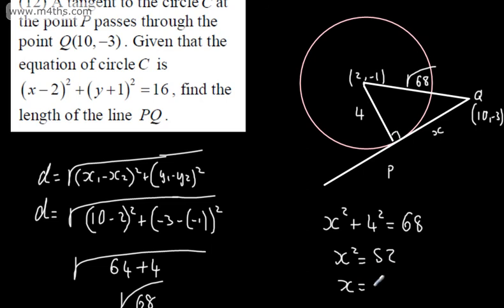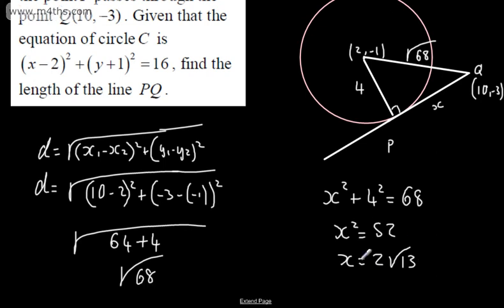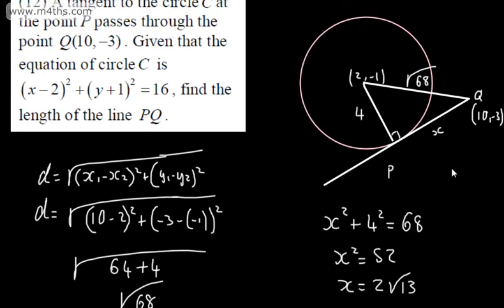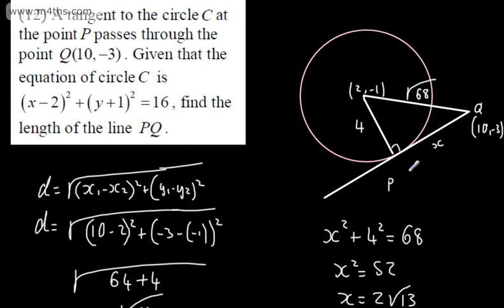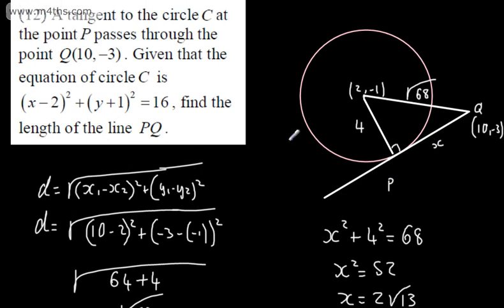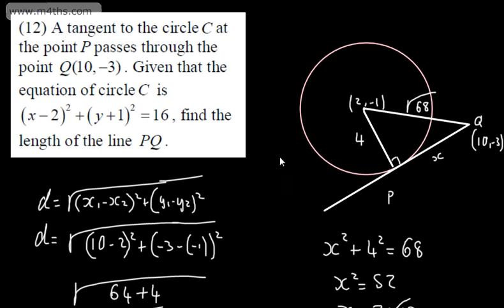The square root of 52 should give us 2 root 13. It's 4 times 13, but of course we can check if we wanted to find that out. And that's in exact form. So 2 root 13 is that length right there. So all I've done is use Pythagoras. So there we go, quick sketch, circle properties or circle theorem, and then we go ahead and solve.